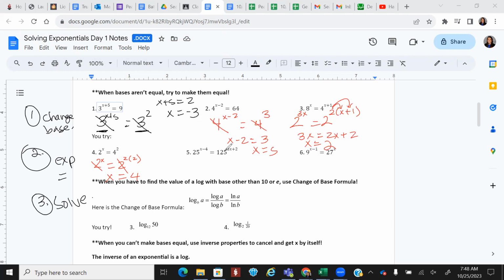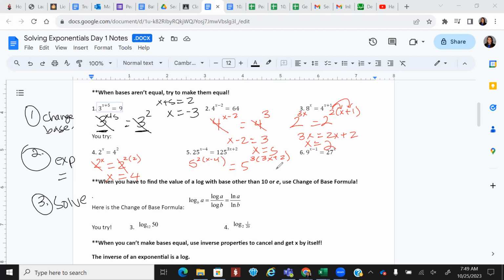On the next one, we don't have the same base. 25 to what power would give us 125? Well, that's not going to work. What if we did 5 squared for 25? 5 to what power would give us 125? Okay. So this is going to be 5 to the third times 3x plus 2.